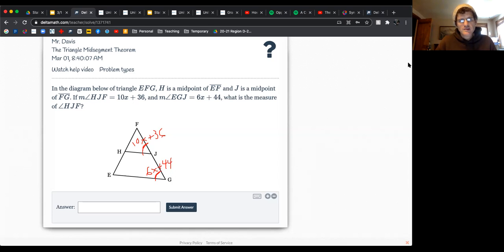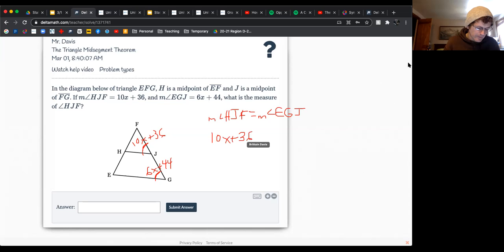Well, okay, this is something we can do. This is not so difficult. We just talked about the fact that these are corresponding angles, so they have to be equal. So this makes our problem a little bit easier, if we're talking about the angles are equal. So the measure of angle HJF has to equal the measure of angle EGJ. So I know that this is 10x plus 36, and this is 6x plus 44. So now I've got that equation set up. I can just solve for x.